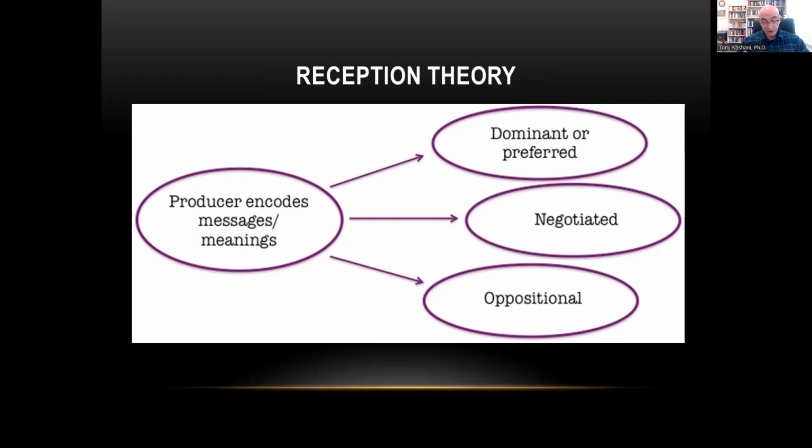Horizon of expectations is another concept, part of this reception theory. The concept introduced by Hans Robert Jauss refers to the reader's pre-existing beliefs, values, and cultural background. The horizon of expectations influences how readers interpret a text, shaping their expectations and responses.